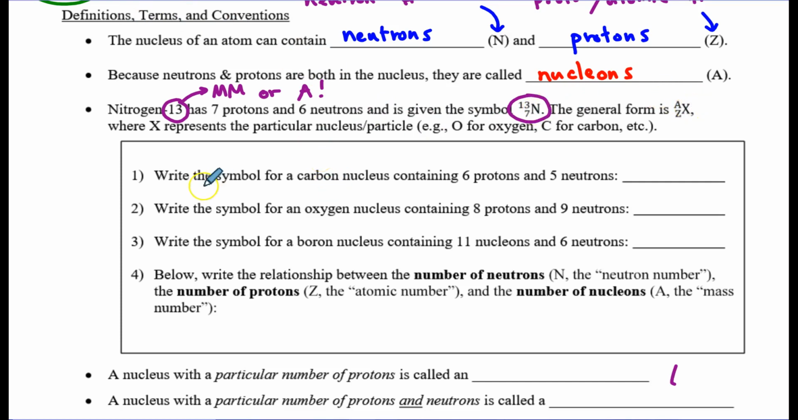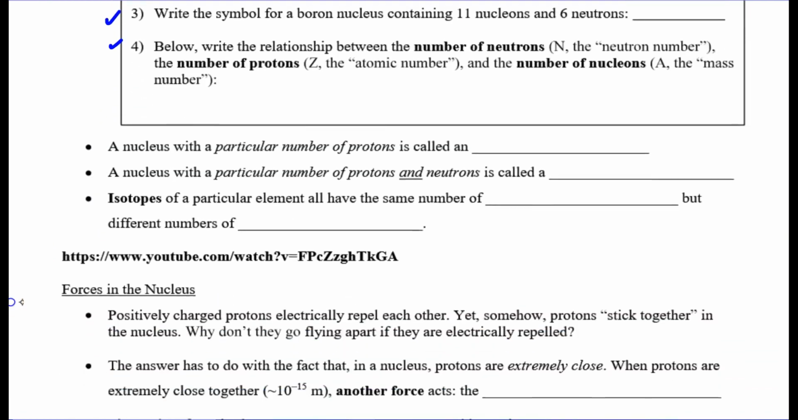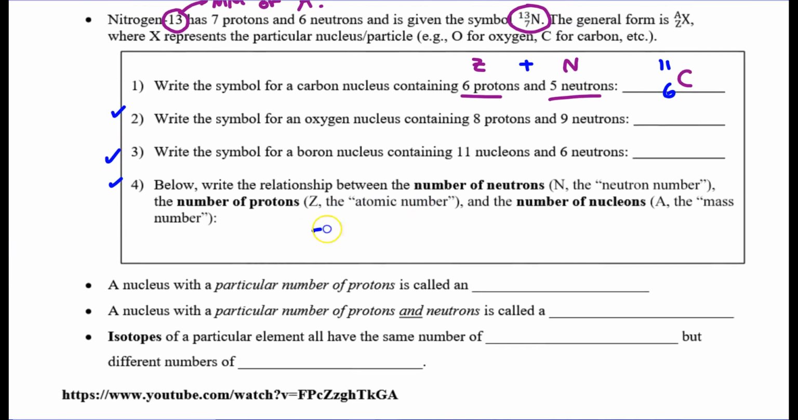All right. Let's try some practice. Write the symbol for carbon, a nucleus of carbon that contains 6 protons and 5 neutrons. Carbon is a capital C. The proton number goes here. And right here goes A, which is Z plus N. That's 11. You try 2, 3, and 4. Let's do 4 together. Protons plus neutrons equals all of them.